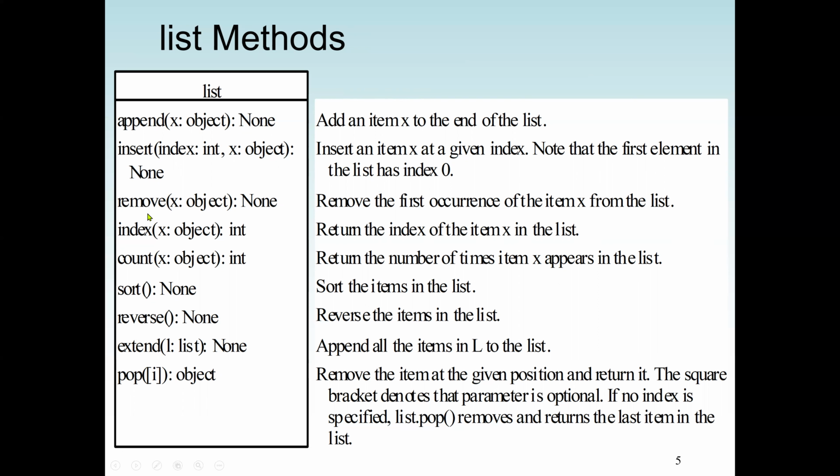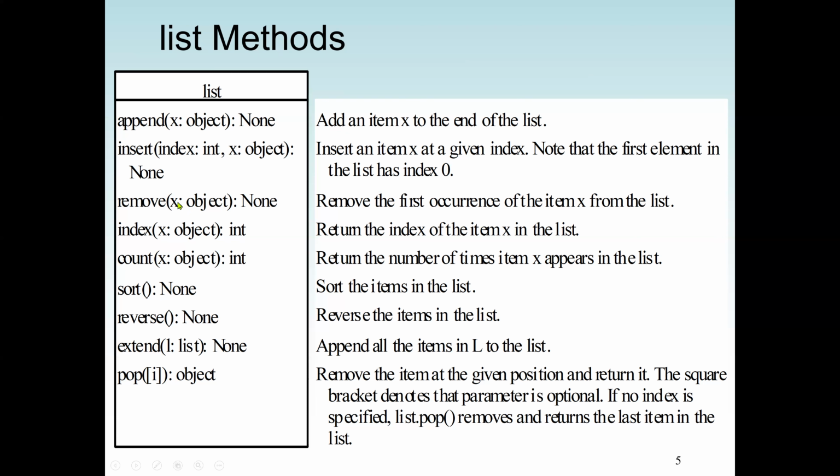Next, we can also use the remove method. The remove method also doesn't expect a returning value, so it's none. So this method will remove the first occurrence of the item X from the list. So for example, if I say remove 2, anytime we come across the first 2 in the list, it will remove it.